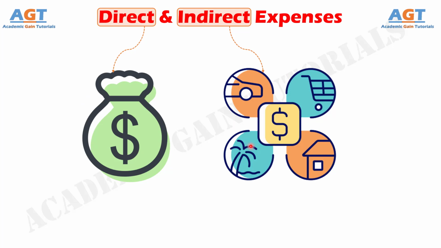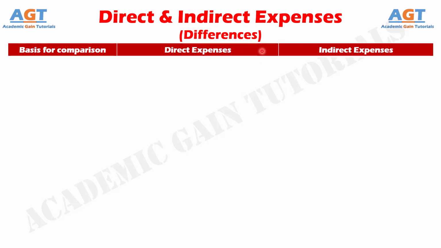Indirect expenses covers all those expenses which are not included in direct material, direct wages and direct expenses. Basically, these are the costs which benefit the entire firm as a whole and not just one department or segment of the business. So, let's look into the basic differences between direct and indirect expenses in a tabular form.